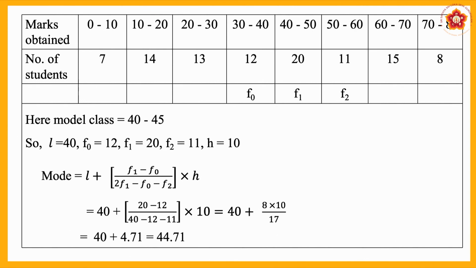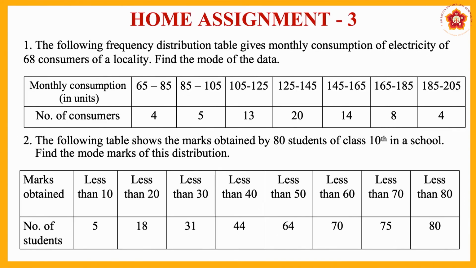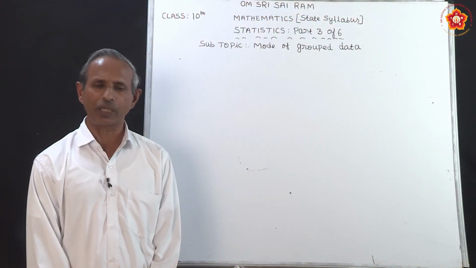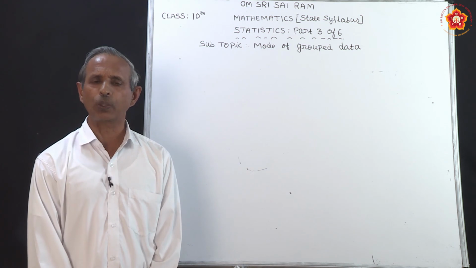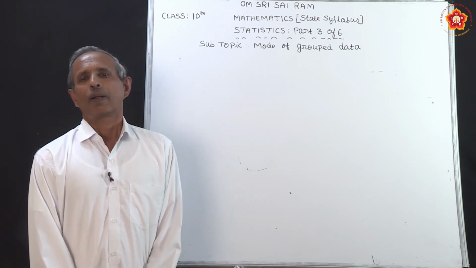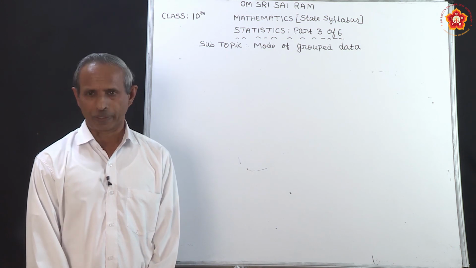Now, today we have learnt how to find the mode of the grouped data. On this, I will give some assignment. Now, take your notebook and copy. There are 2 sums, and I will assume that you will prepare the answers for the next session. In this class, we have learnt how to find the mode of grouped data. In the next session, we are going to learn how to find the median of the grouped data.